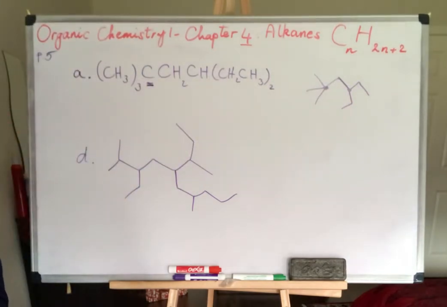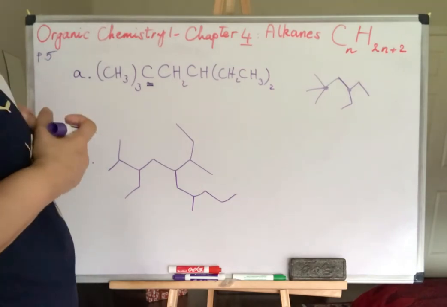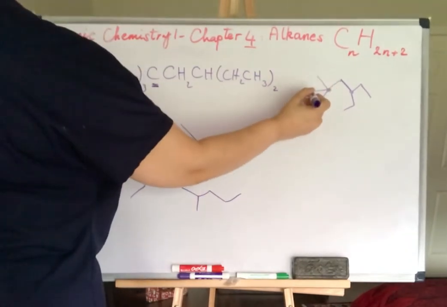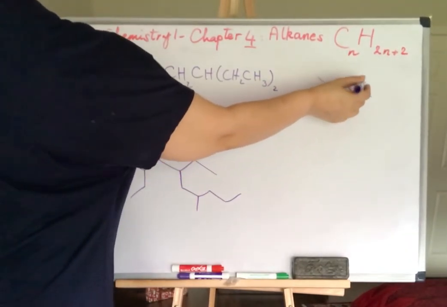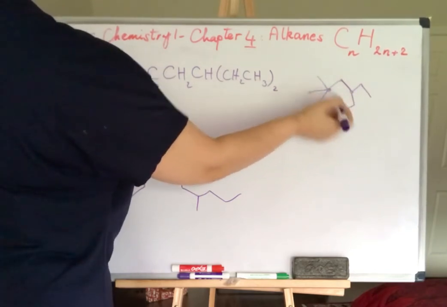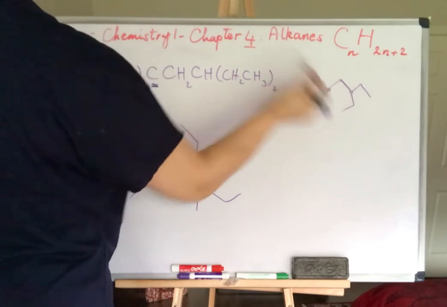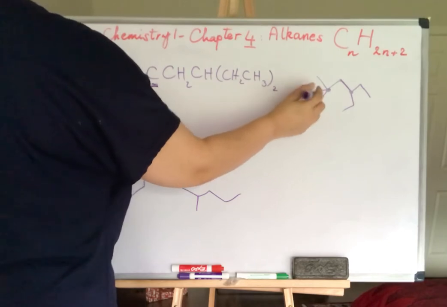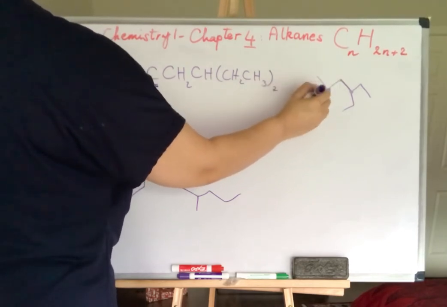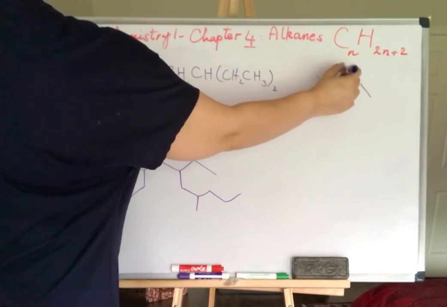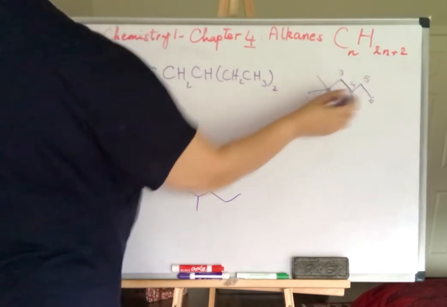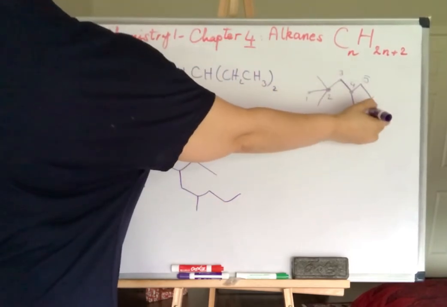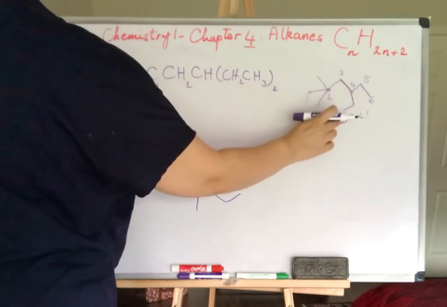All right, so let's find the longest chain and name it. As I see, let's try 1, 2, 3, 4, 5, 6. So it seems like the longest chain contains 6 carbons. If I number from left to right, 2 methyl groups will be on the second carbon. If I number from right to left, then the ethyl group is on the third carbon.